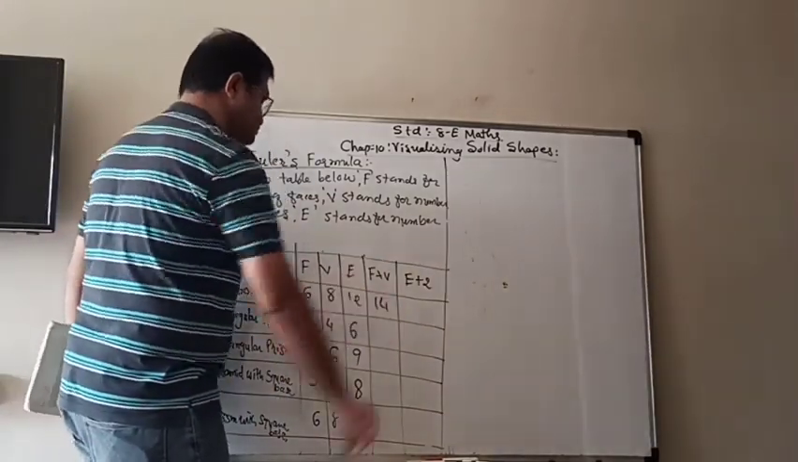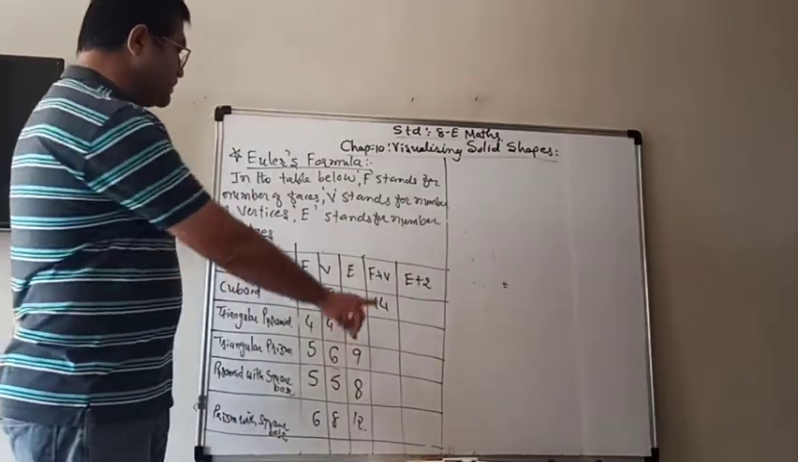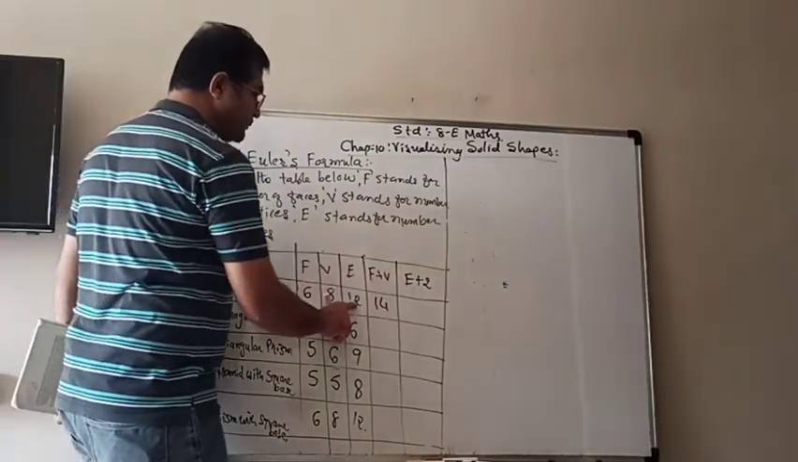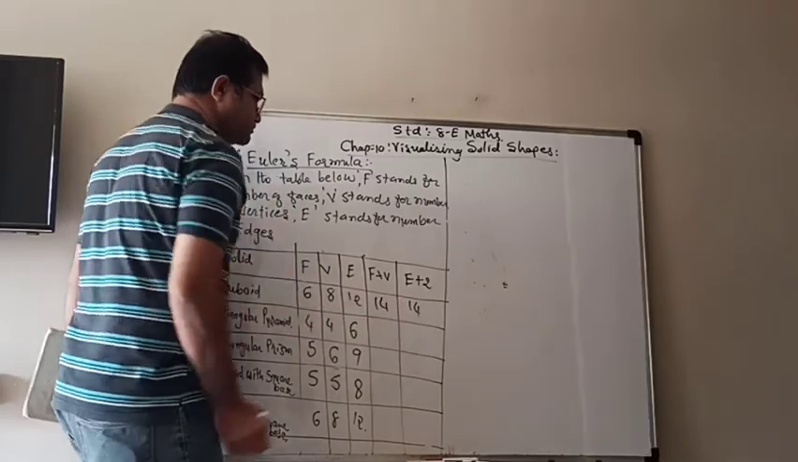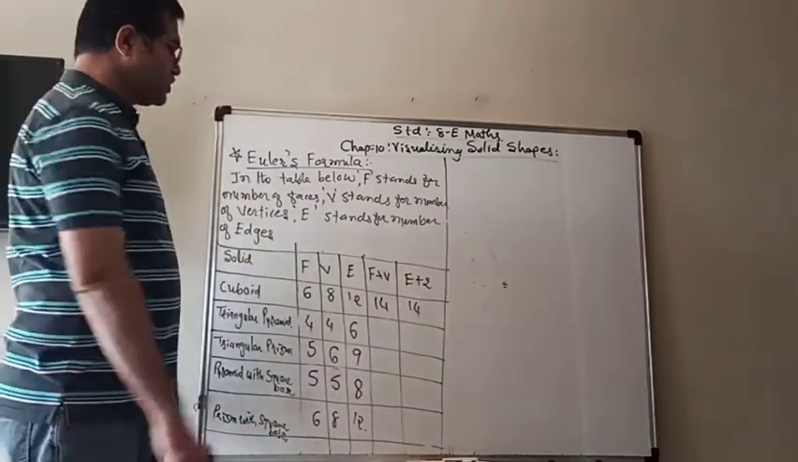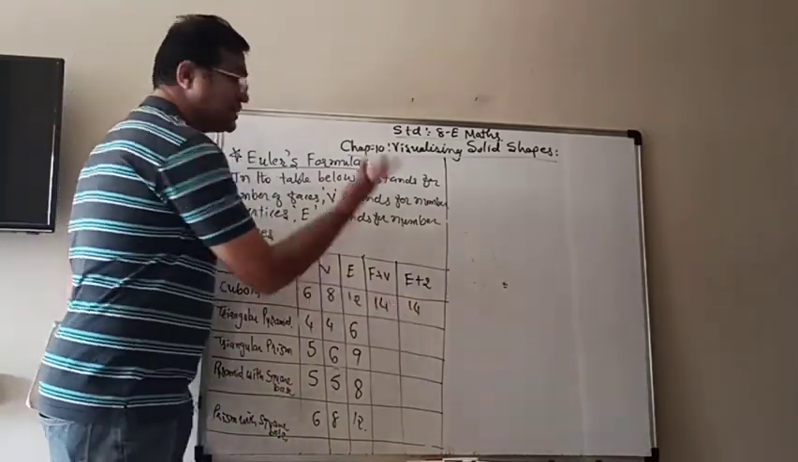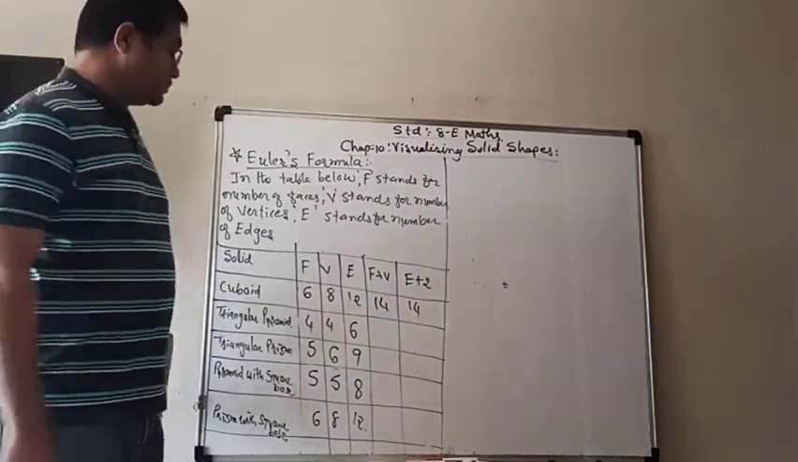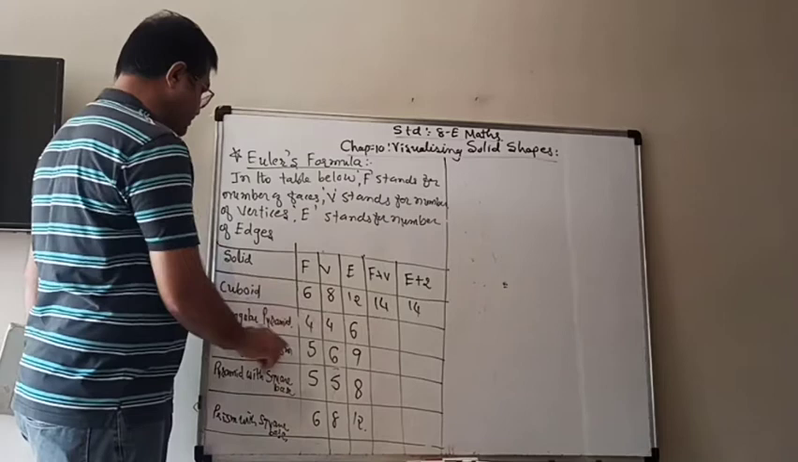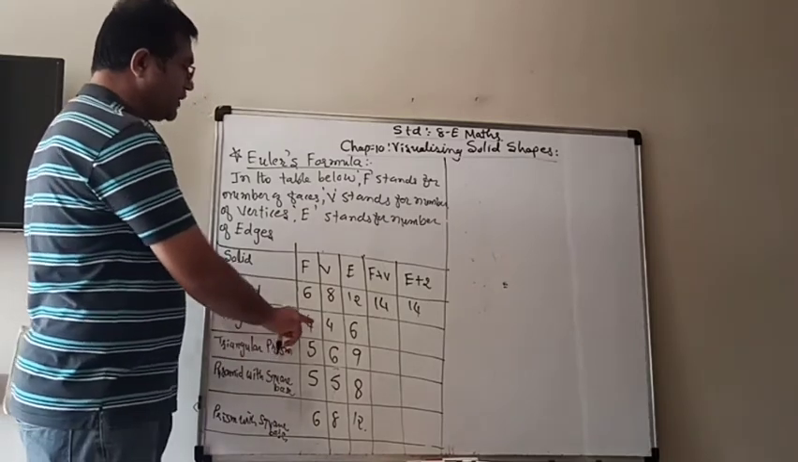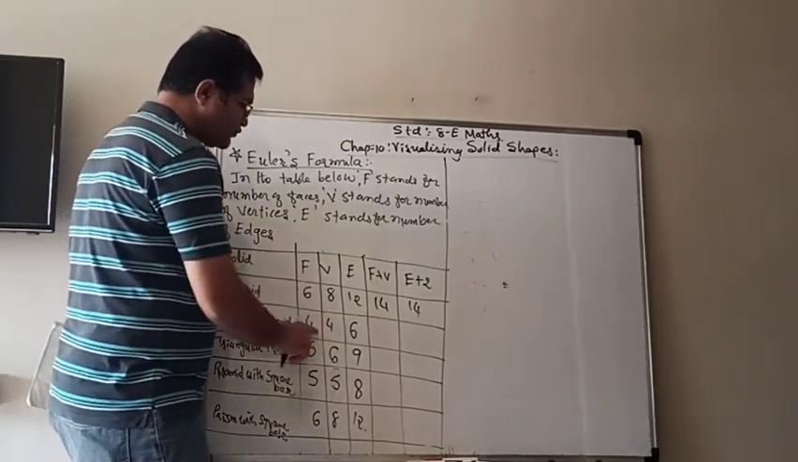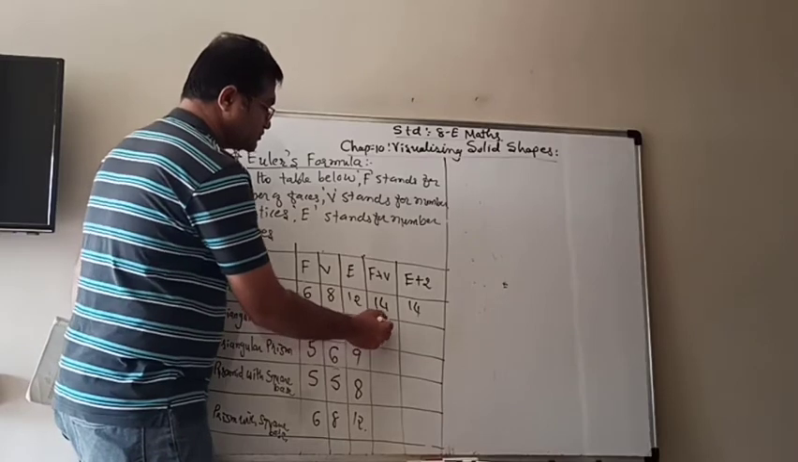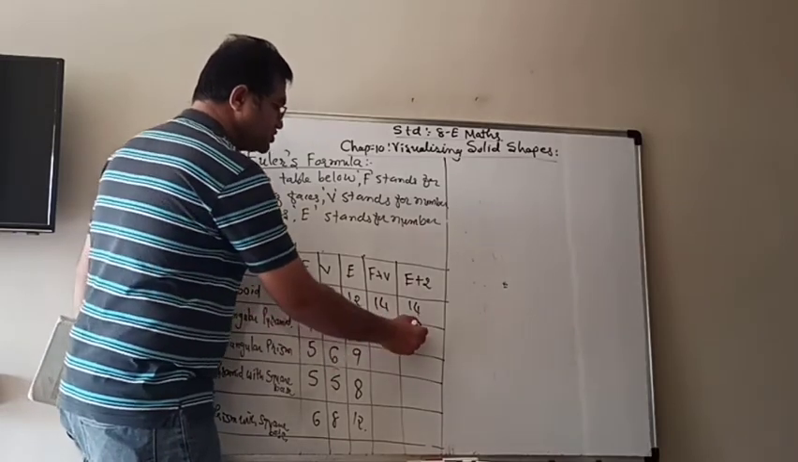14. And E plus 2, 12 plus 2, that is also 14. So here in the last 2 columns answers are equal. Here the numbers are different. Now for triangular pyramid, F plus V, 4 plus 4 is 8. And 6 plus 2 is also 8.